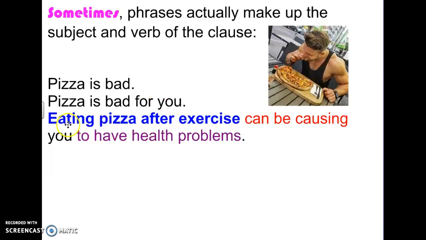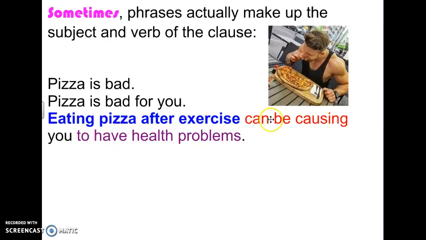You've got eating pizza after exercise. Now that entire thing is a gerund. It's the subject of the sentence. That's what this sentence is about. It's not just that exercise can be bad for you and that pizza can be bad for you, but it's eating pizza after exercise that this sentence is about. That's called a gerund, being used as the subject of the sentence.